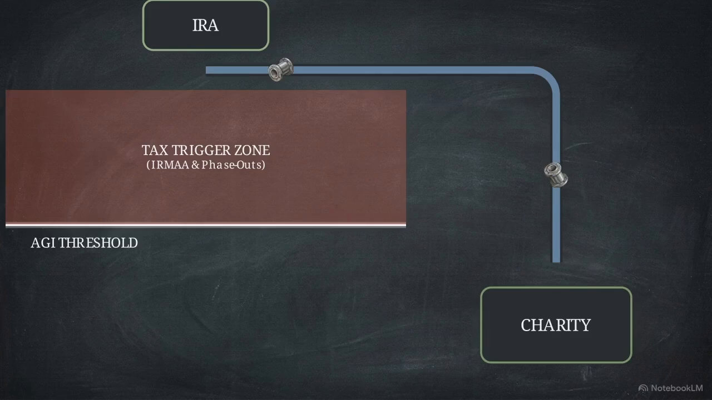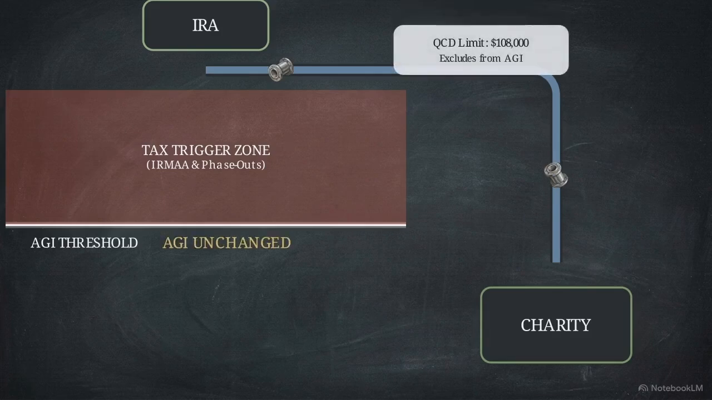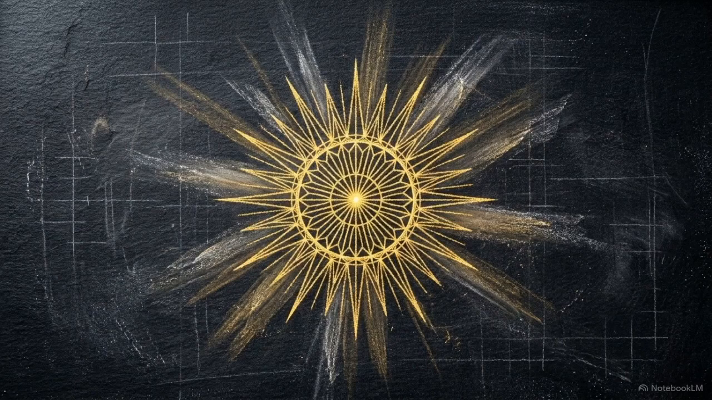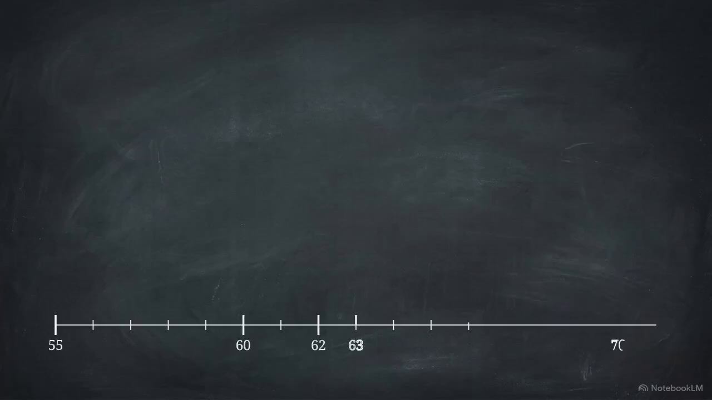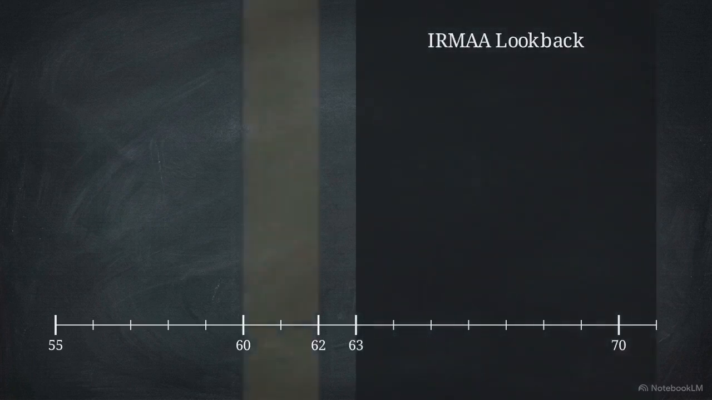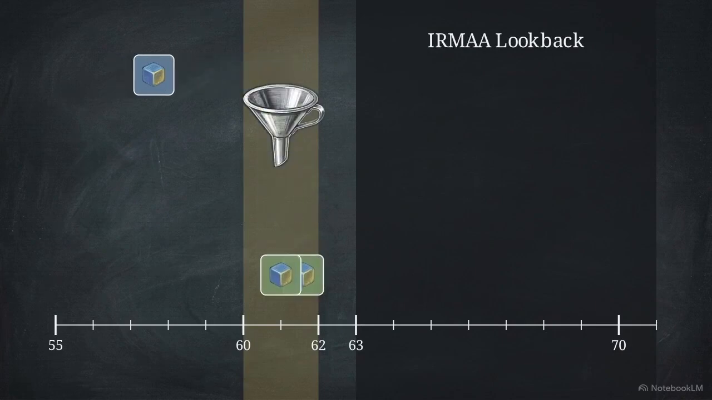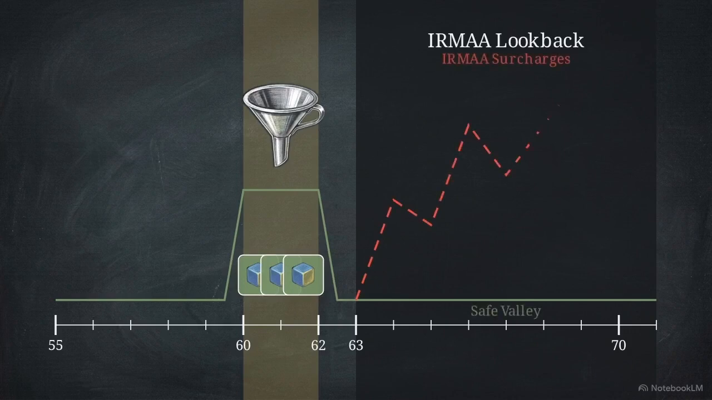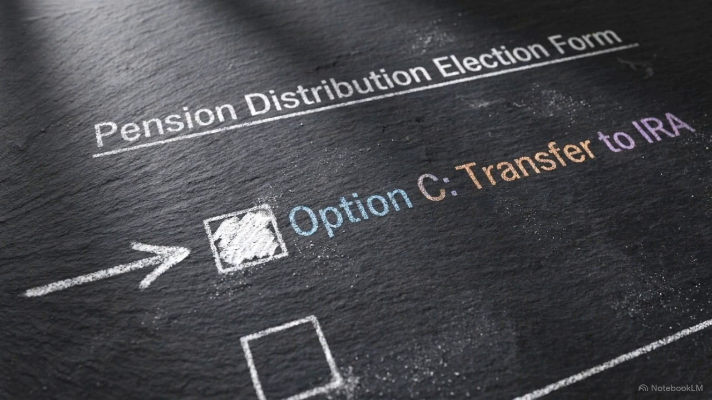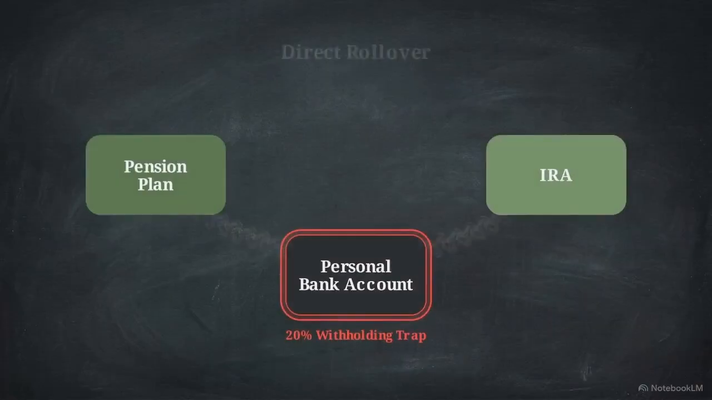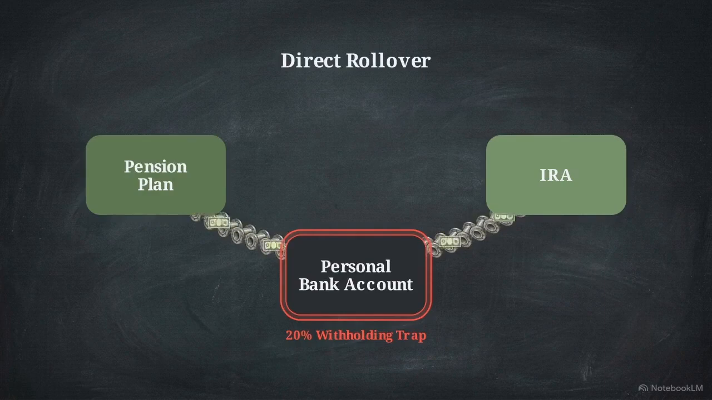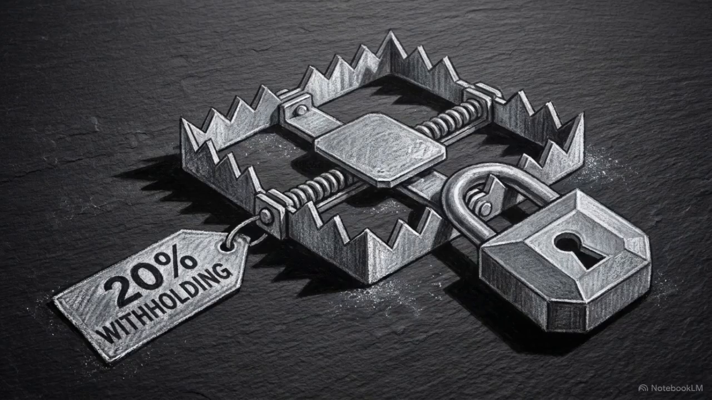The second tactic is executing Roth conversions strictly within the golden window. The golden window occurs between ages 60 and 62. By aggressively converting tax-deferred volume into Roth accounts during this specific time frame, you permanently eliminate future RMDs before the age 63 IRMAA lookback period even begins. The third tactic applies to lump sum pensions. You execute a direct rollover, moving the capital straight from the pension plan to an IRA. By bypassing your personal bank account entirely, you neutralize the mandatory 20% federal withholding trap.